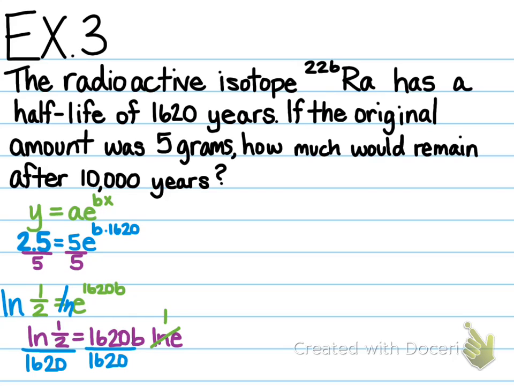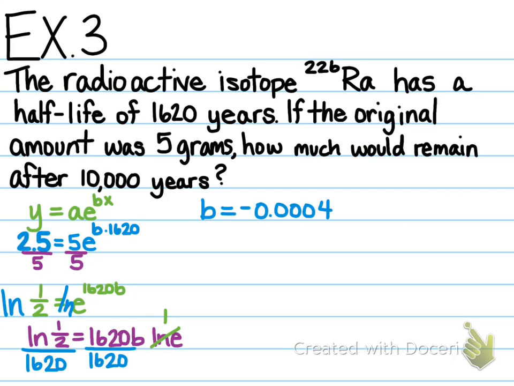So natural log of 1/2 divided by 1620 is going to give me my value of b. Now on your calculator, it probably gave you a weird number like -4 point something, and then a capital E to the -4. All that is scientific notation on your calculator. So you just move that number over 4 spaces to the left, which gives you -0.0004. So this is our rate of decay for this isotope.